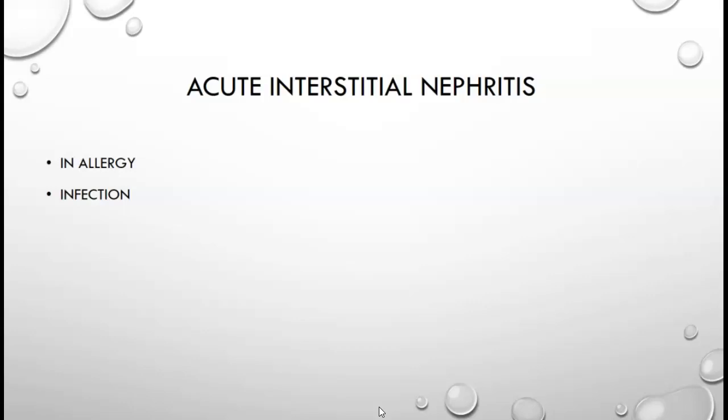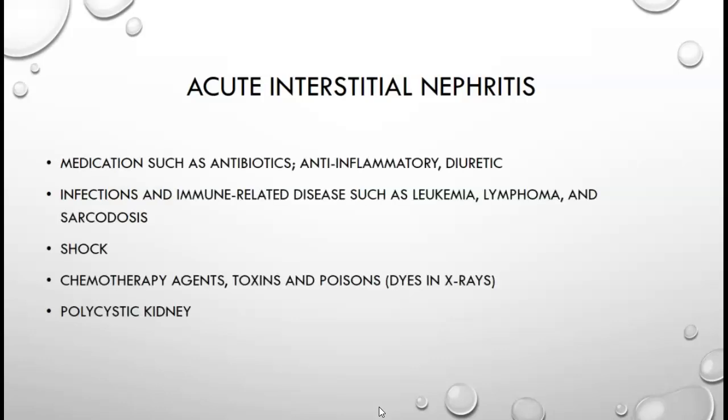Acute interstitial nephritis can be caused from allergies or infection. Glomerulonephritis is something that we see sometimes, and here are some of the causes of it. Antibiotics, anti-inflammatories, and diuretics can cause this kind of thing. Then some sorts of cancer, of course, shock, chemotherapy, dyes, anything that affects the kidney.